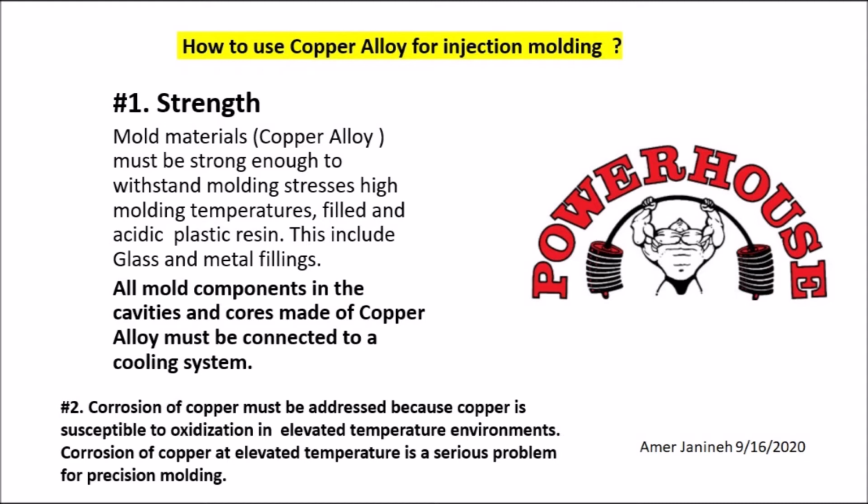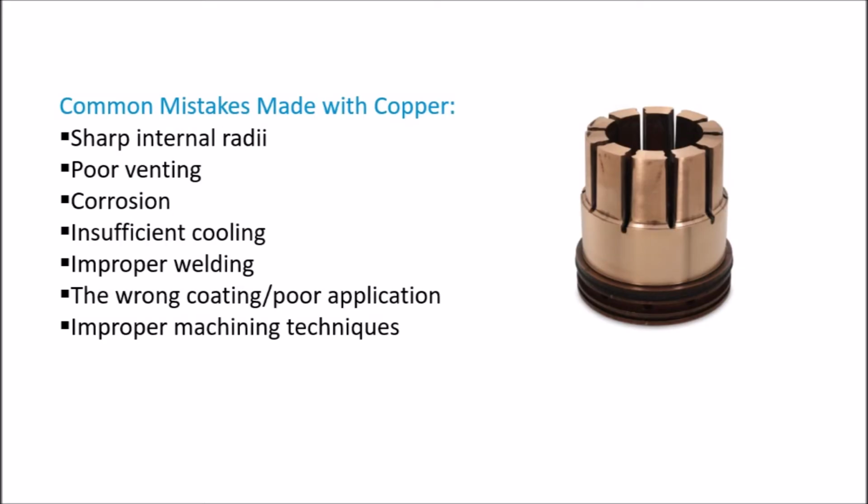Number 2. Corrosion of copper must be addressed because copper is susceptible to oxidization in elevated temperature environments. Corrosion of copper at elevated temperature is a serious problem for precision molding. Common mistakes made with copper: sharp internal radii, poor venting, corrosion, insufficient cooling, improper welding, the wrong coating, improper machining techniques.